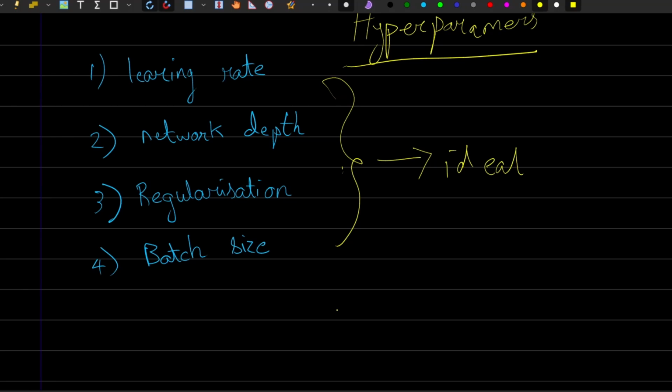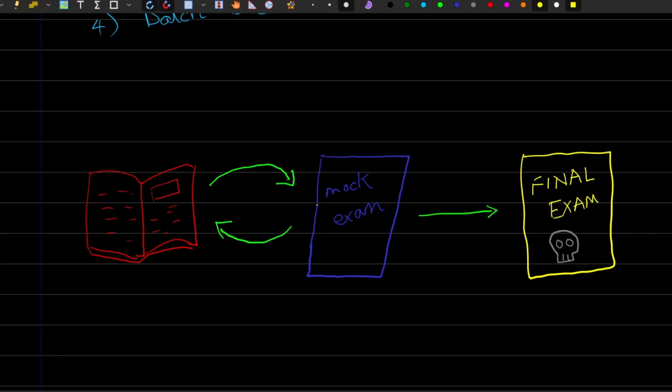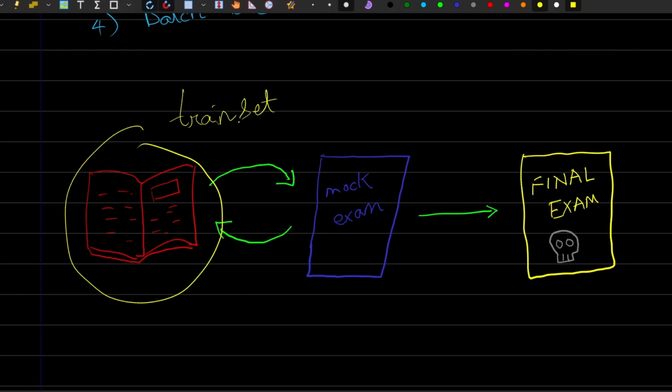The obvious idea is to just evaluate them on the test set and pick one with the highest accuracy. But this is where things get tricky. A helpful way to think about this is with an exam analogy. Imagine you're preparing for a final exam. Your study material is like your train set or training set, and your mock exams or your practice tests are like your validation set.